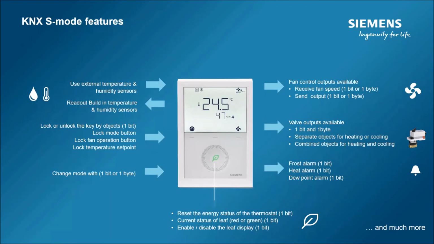But you can also write a value from another sensor. If you have another value from another thermostat, you can write it through an object. We can also lock and unlock the buttons with objects, one bit objects, all of them.